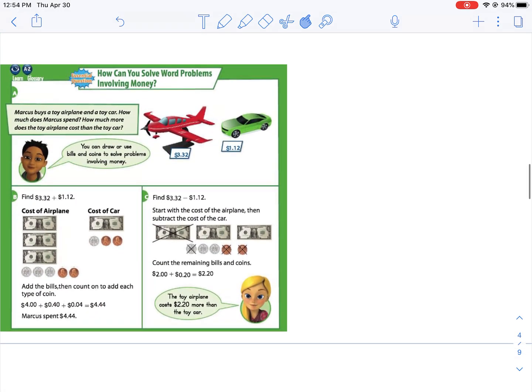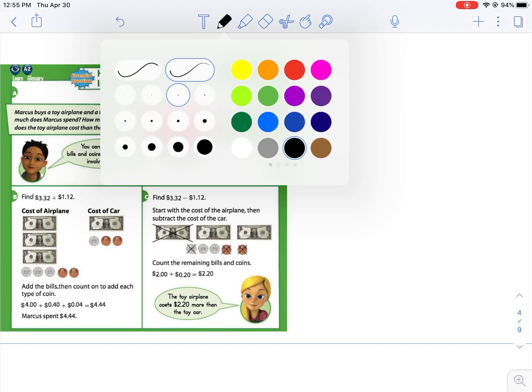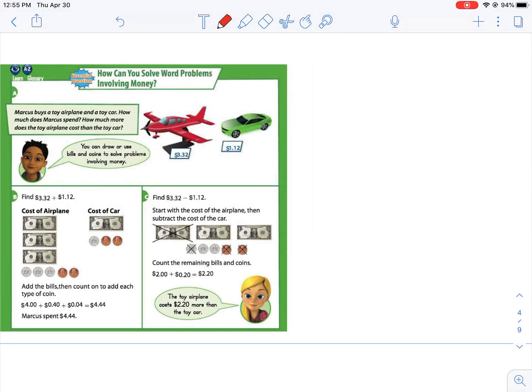And it says here, this is just showing you different examples. So Marcus buys a toy airplane and a toy car. How much does Marcus spend? How much more does the toy airplane cost than the toy car? And I'm just going to see if I could change this color. Let's go with red. Okay, the toy car. You can draw or use bills and coins to solve the problem involving money.